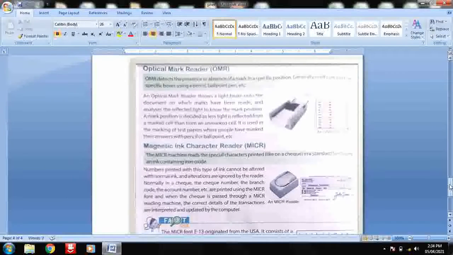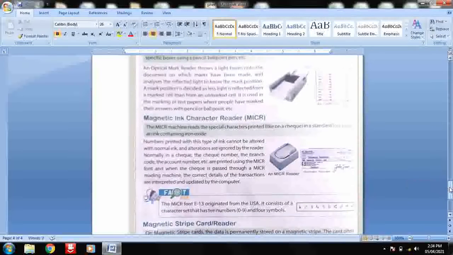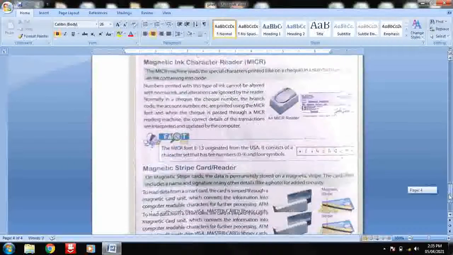So this can be read only through a MICR reader. Normally you cannot read it, you cannot alter it, you cannot make any changes because you can't understand how you will make changes. So a MICR reader is used to read these characters. Okay, the MICR font E13 originated in the USA and consists of a set of characters: 10 numbers and 4 symbols. You can see the example here, and you can see the actual cheque and find out what is written at the bottom. That is known as the MICR code, which is read only with the help of a MICR reader. The machine is also shown here and the cheque is also shown.